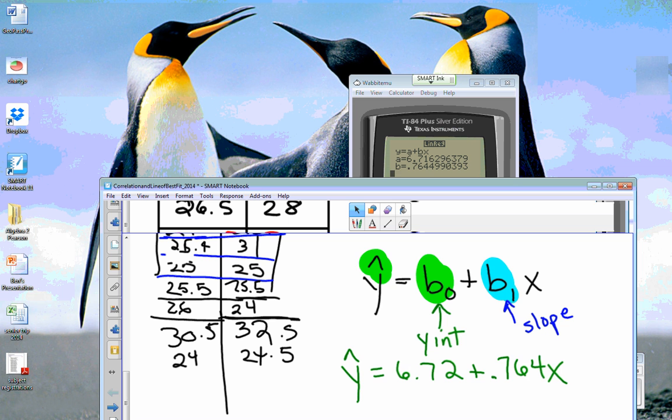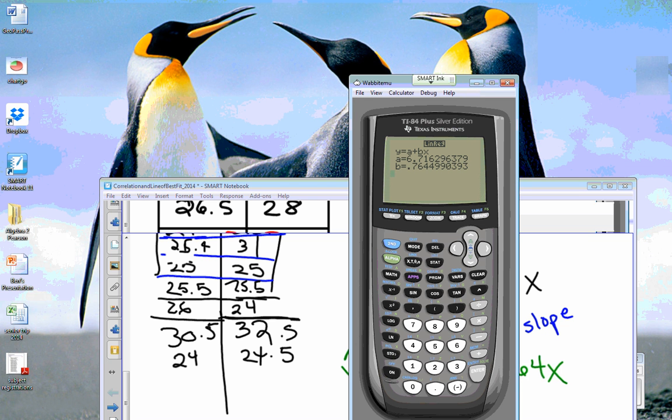I would prefer it if we didn't round it in the calculator. So if we went to y equals and we wanted to graph the line, I'd prefer it if we didn't round. I'm going to show you how to do that. Well, we're going to get the same numbers you got.